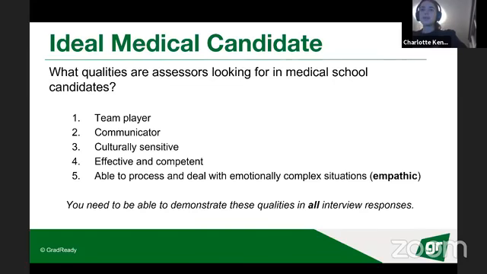Yeah. So basically, when you do get an interview question, you need to be able to do all those things at once, which is hard initially, but as you practice, it gets a lot easier. So prepare. Go to the next slide.